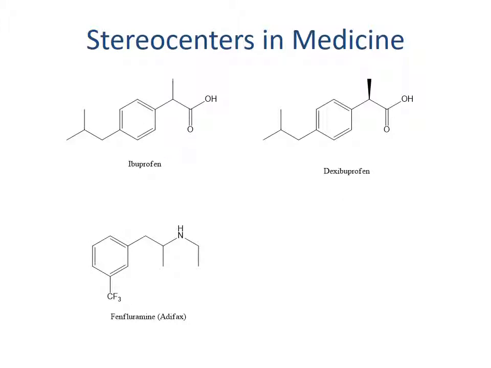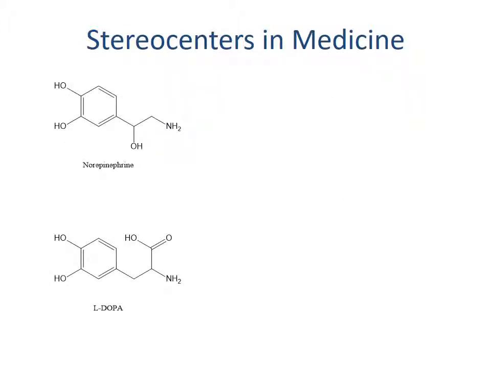Fenfluramine is a drug with only one active enantiomer, while the other is inactive, meaning that it has no noticeable activity or side effects. The drug is an anorexiant, a weight loss drug that reduces appetite by releasing serotonin. Turns out fenfluramine also causes heart valve defects, so it's no longer marketed.